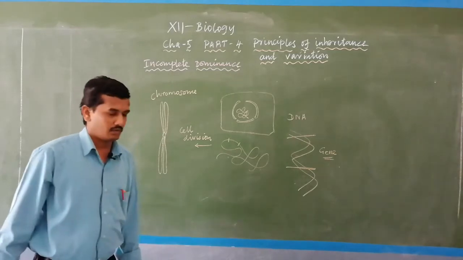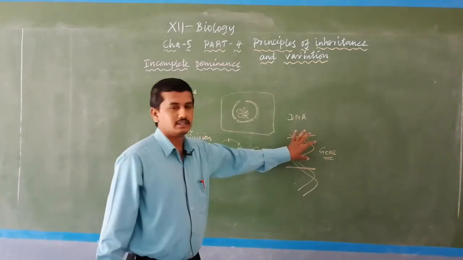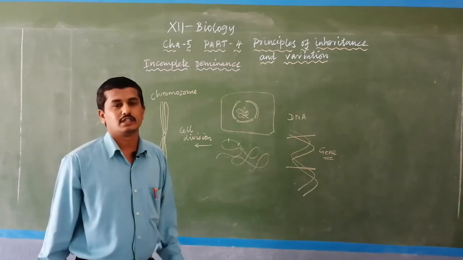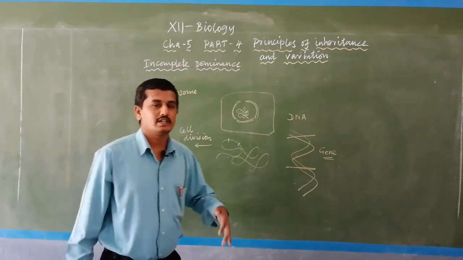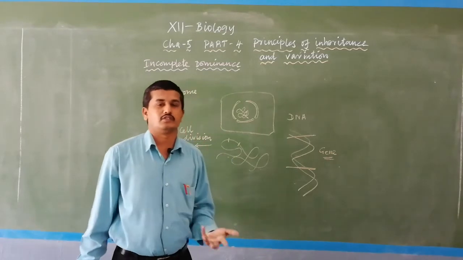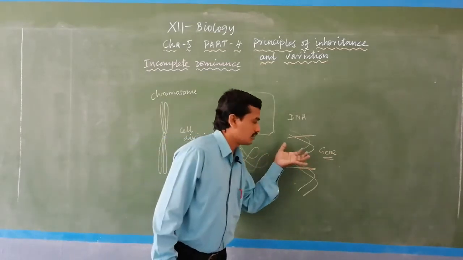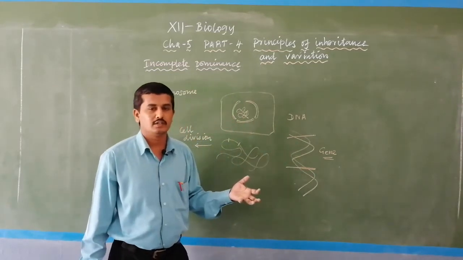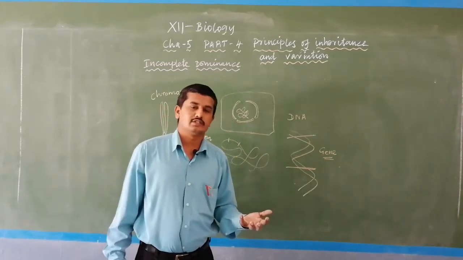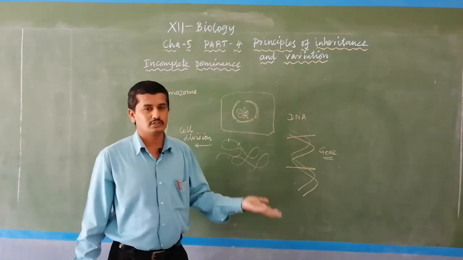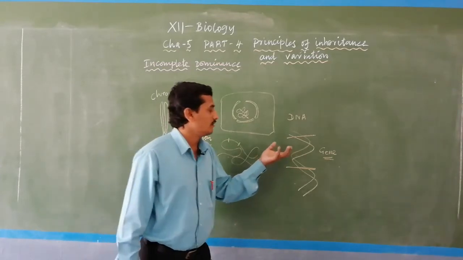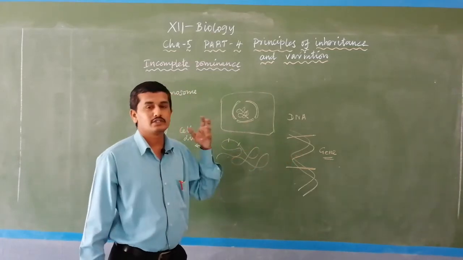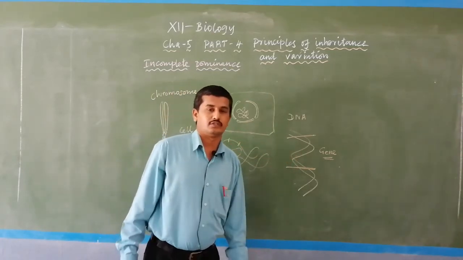So, we know the function of gene, then only we can identify which gene is expressed, that is dominant, and which gene is not expressed, that is recessive. So, first we must know what is gene. Gene controls the characters from one generation to another generation; it is inheriting the character from one generation to another. What exactly does gene do? It is actually gene which controls the protein synthesis.